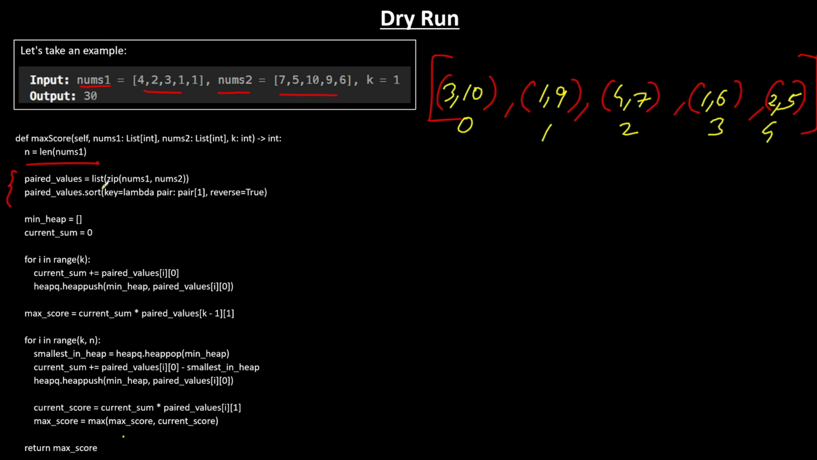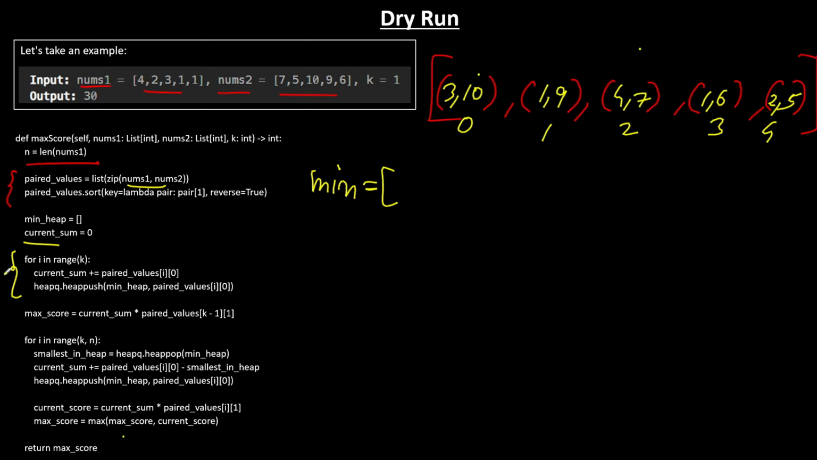Nums1 is nums1 comma nums2 zipped and then sorted on the basis of nums2 in descending order, which I have already done. If you could see, nums2 is this, right? And it starts 10, 9, 7, 6, and 5, right? Now, let me create a min heap here. Let this be the min heap. Fine. And I will update the current sum here itself. Let's go for the k. Okay, first k range.